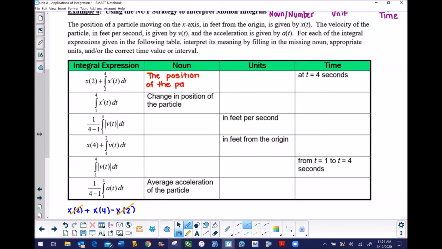Now notice we can't say what that position is. This problem did not give us numerical values. So when I say that N stands for noun/number, in this example, it really only stands for the noun. And then the units, well, what would our units be? Well, our units up here are designated as feet, and we always kind of measure them from a home base, so to speak, and that home base would be from the origin. So those are your units in feet from the origin.